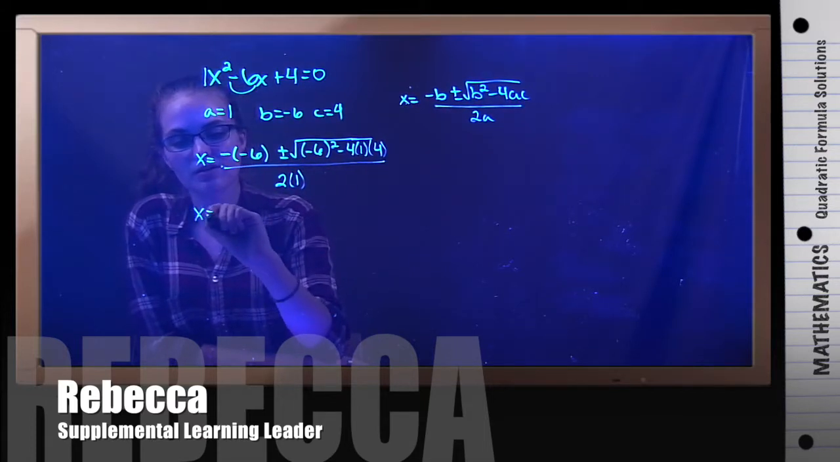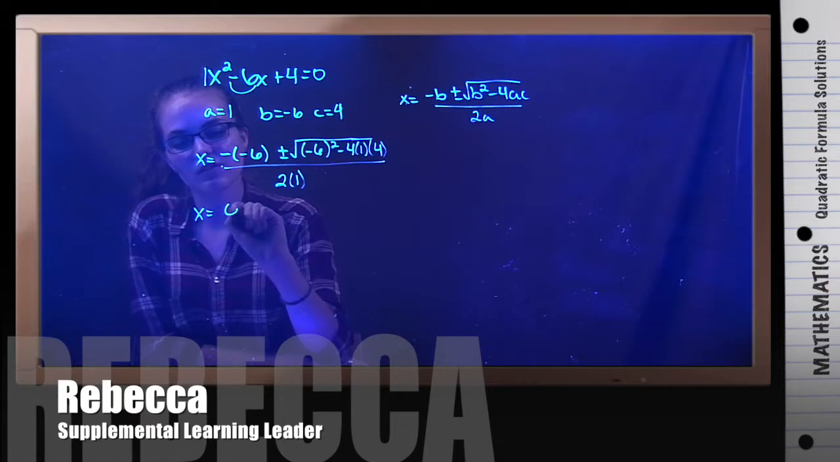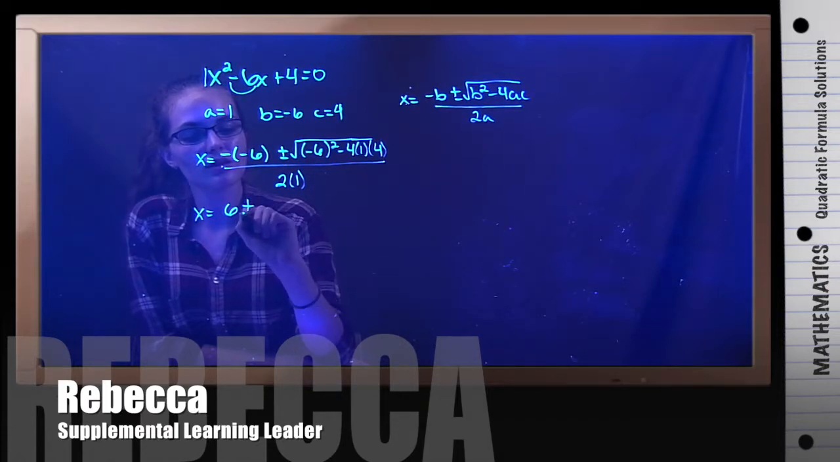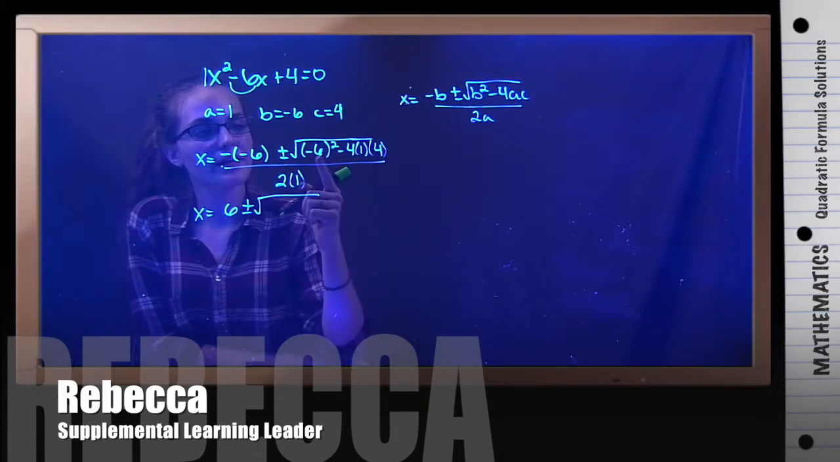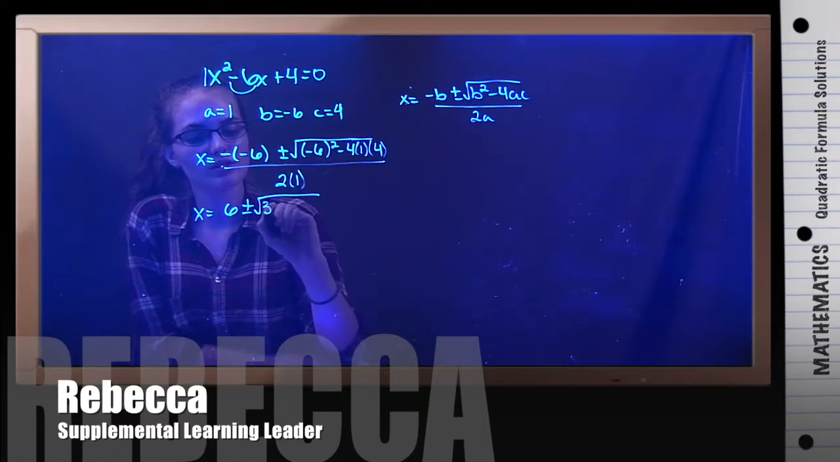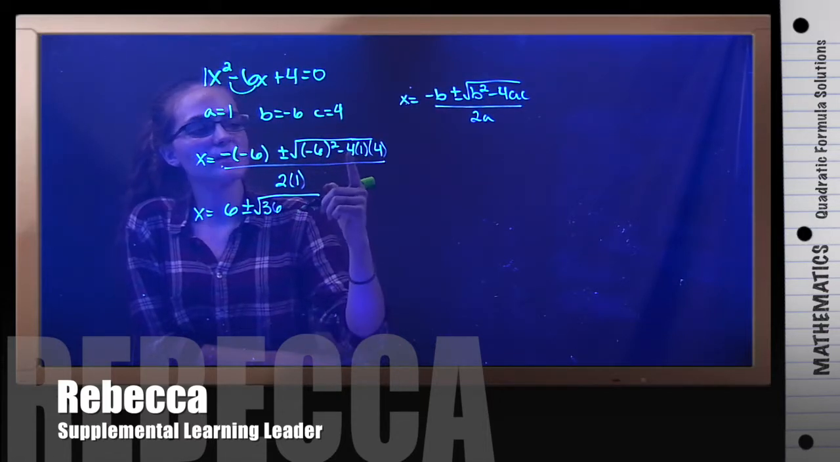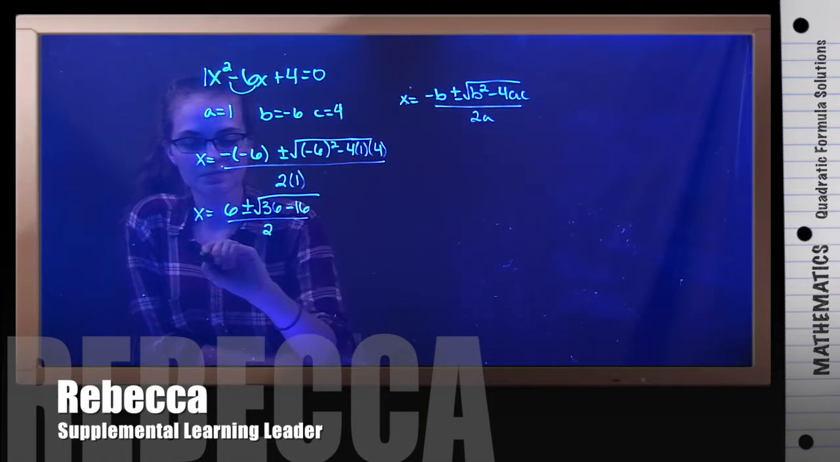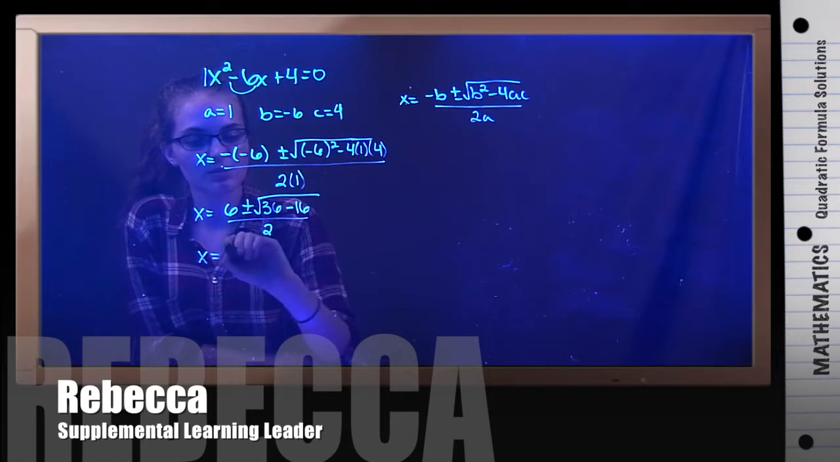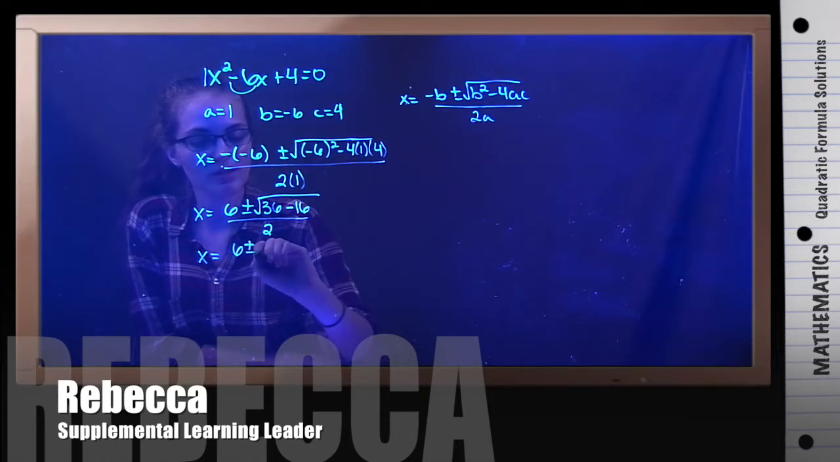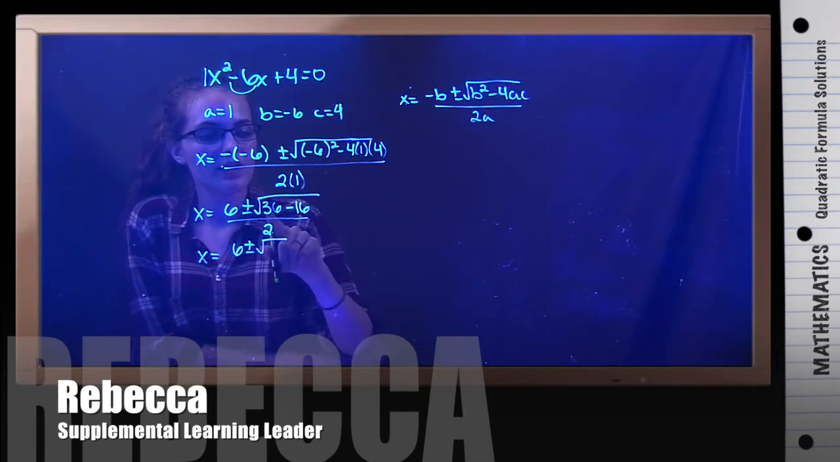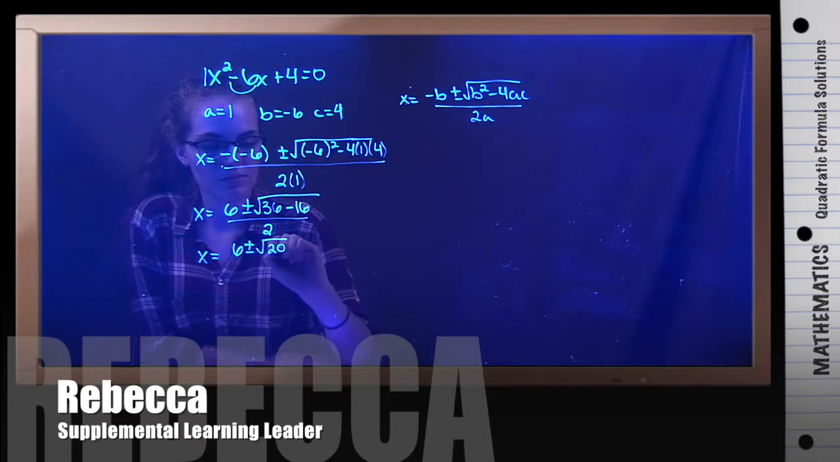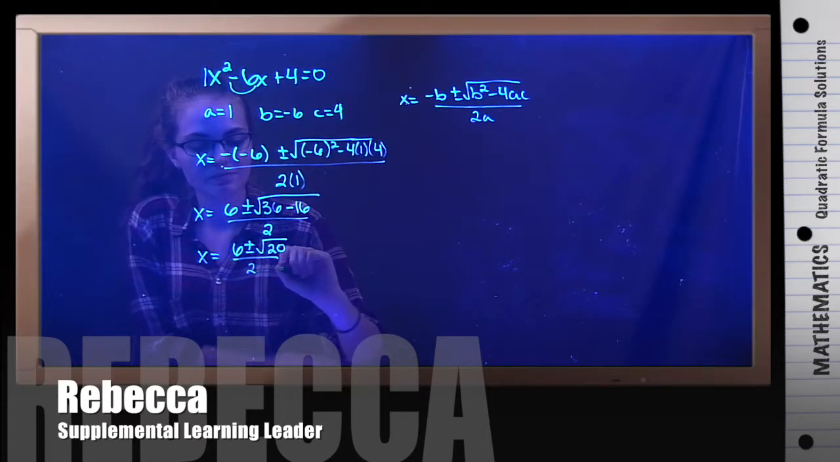Now we can simplify. Here the negatives will cancel and leave us with just 6, plus or minus the square root. Negative 6 squared is 36, and negative 4 times 1 is negative 4, and then times 4 is negative 16, all over 2 times 1 is 2. Now we can simplify it further. 6 plus or minus the square root, and then 36 minus 16 is 20, over 2.